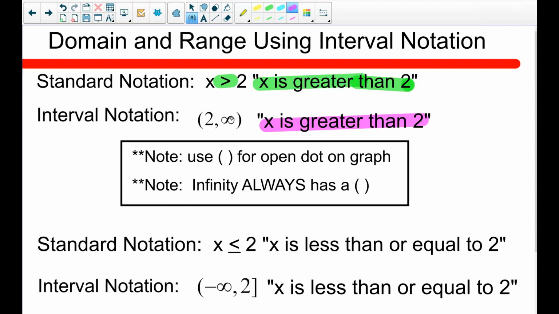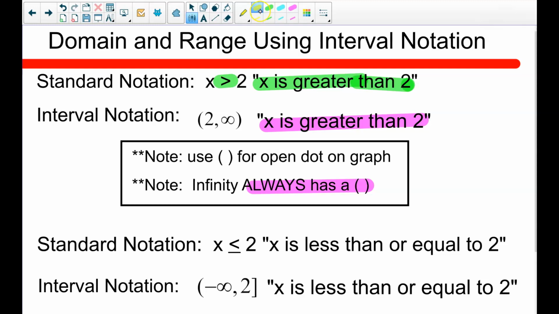A note here: we use parentheses for an open dot on the graph. If it's continuing on forever and ever in whichever direction, we use those parentheses. So in this case, if it's an open dot and then everything greater than that, we have parentheses around both, so everything greater than 2. 2 is not included, but then it goes to positive infinity. And note infinity always has parentheses, because it continues on forever and ever.